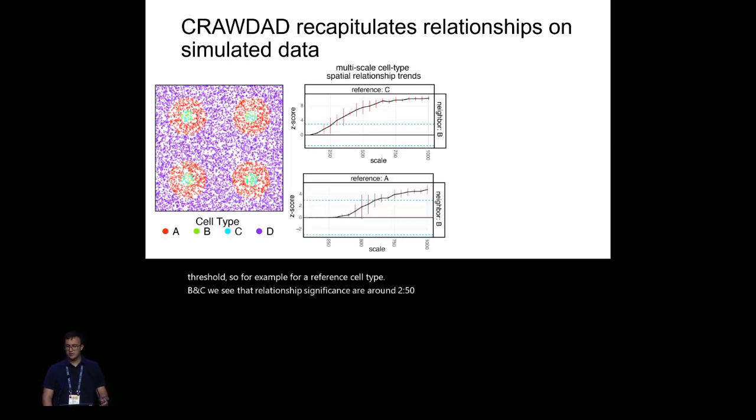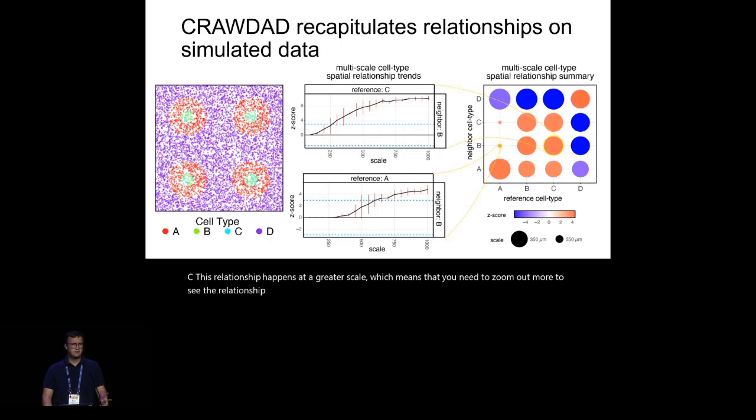But as we look at cell types A and B, where A is the red cell, they are still next to the B cell, but not as close as the reference cell type C. This relationship happens at a greater scale, which means that you need to zoom out more to see the relationship happening. And since we have multiple cell types to test, we create a summary visualization, which is the dot plot shown on the right.